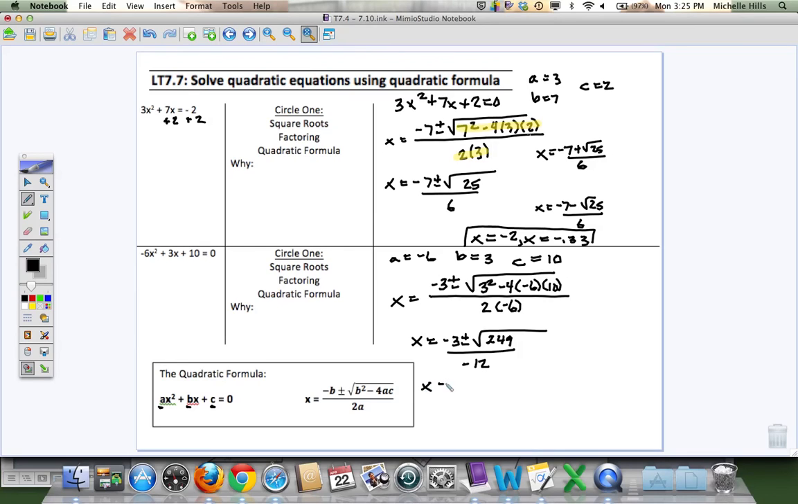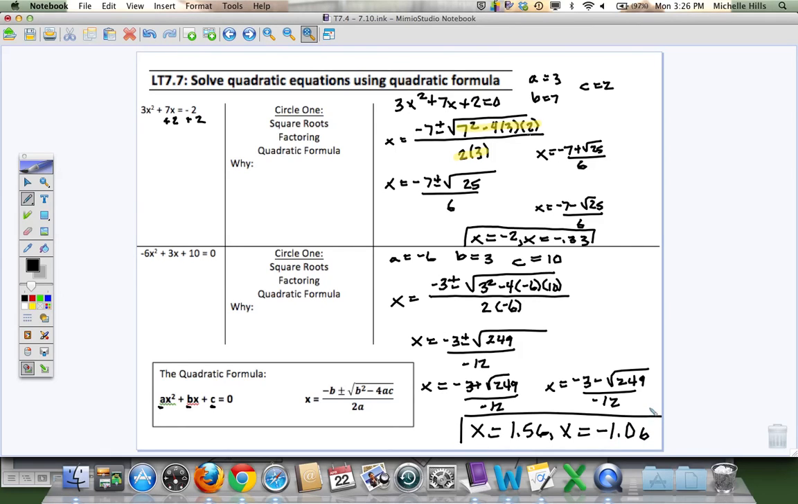So my two equations, x equals negative 3 plus the square root of 249, again hit equals in your calculator before you divide by negative 12, and x equals negative 3 minus the square root of 249, hit equals in your calculator before you divide by negative 12. So x ends up equaling about 1.56, and x equals negative 1.06 once I calculate these and round them to the nearest hundredth.